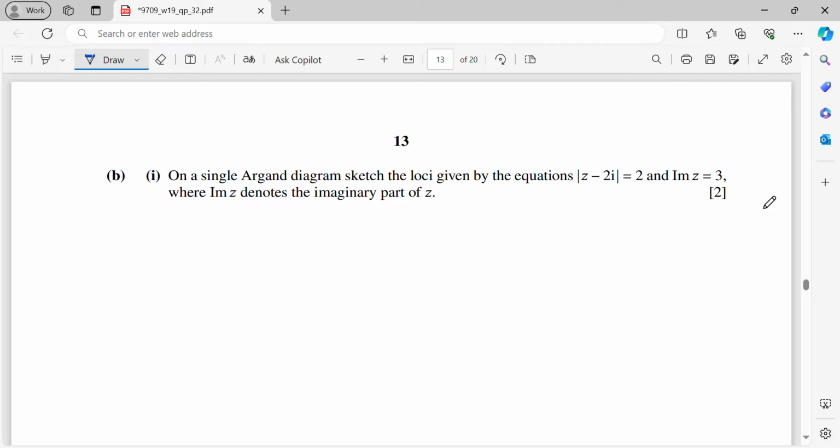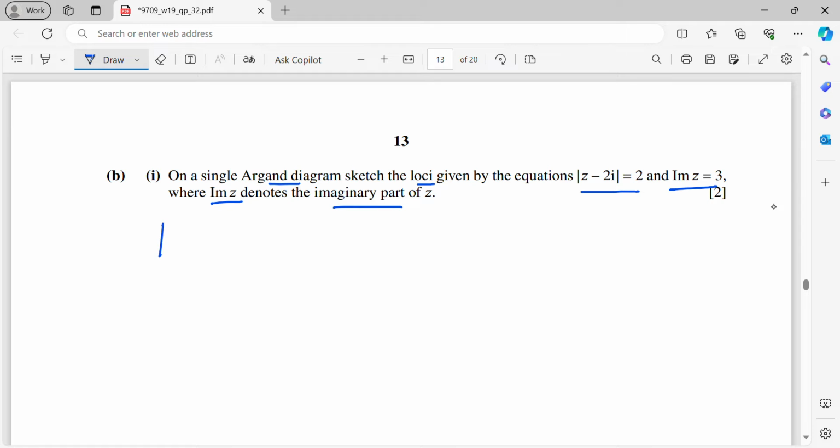Okay, now for question B, first part. On a single Argand diagram, sketch the loci given by the equations modulus z minus 2i equals 2 and Im z equals 3, where Im is the imaginary part of the complex number.